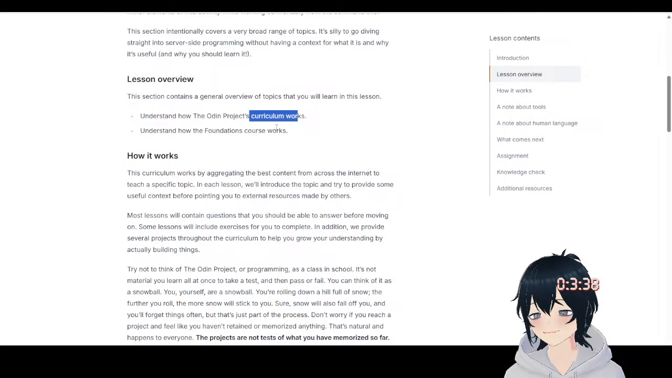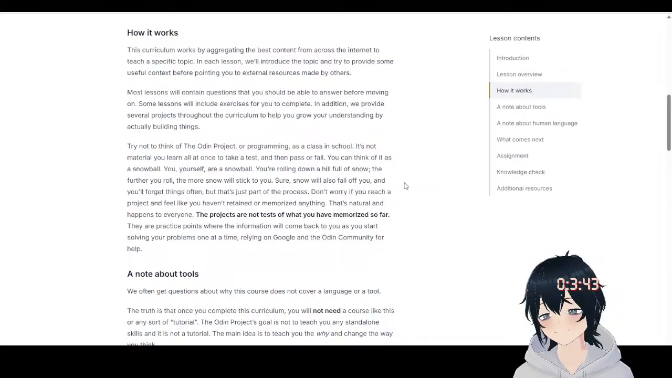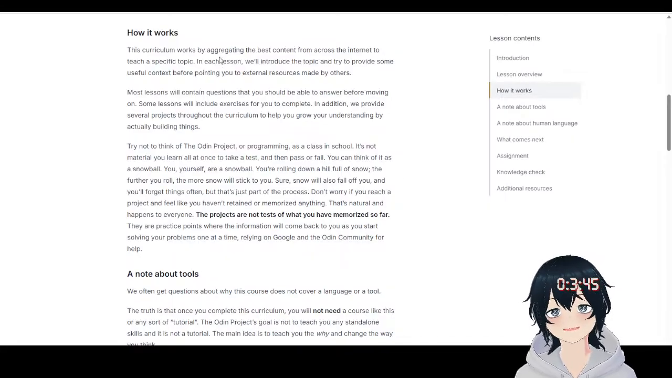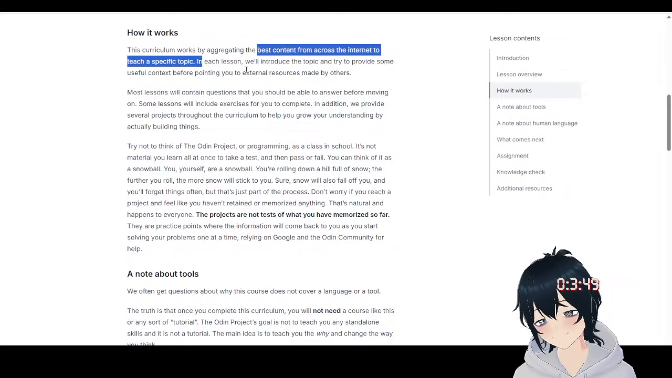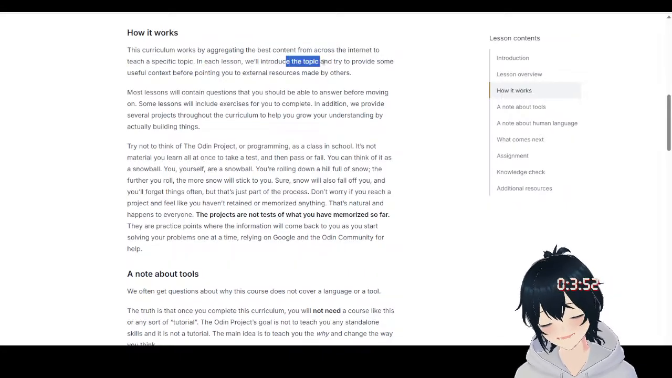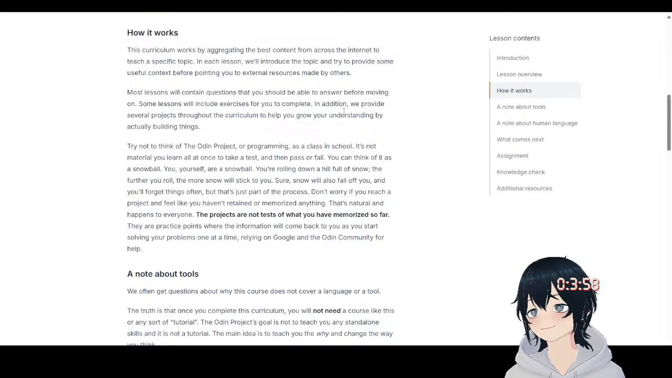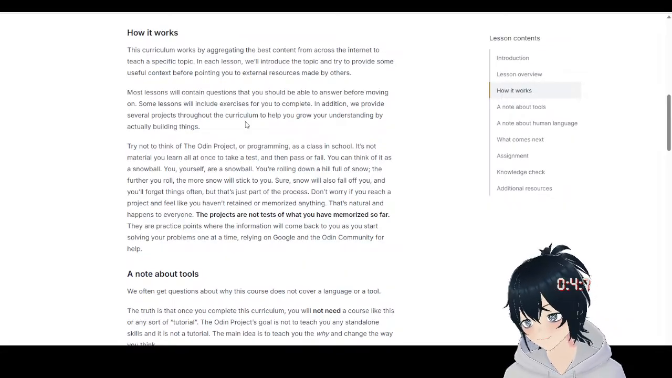How the curriculum works, how the foundation courses work. This curriculum works by aggregating the best content from across the internet to teach a specific topic. In this lesson, we will introduce the topic and try to provide some useful context before pointing you to external resources when there are others. Most lessons will contain questions that you should be able to answer before moving on. Some lessons will include exercises for you to complete. In addition, we provide several projects throughout the curriculum that help you grow your understanding by actually building things.